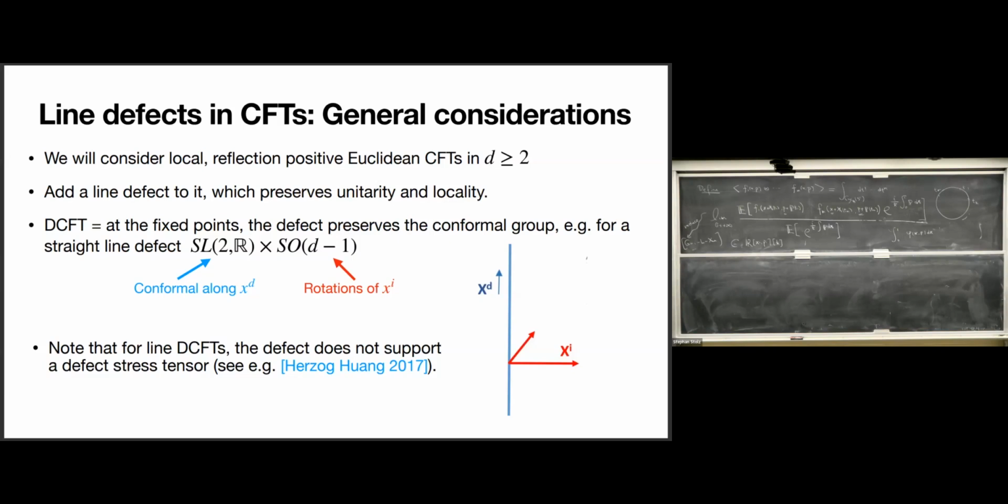And just a comment about line defects at the conformal fixed points: they do not support a defect stress tensor. The reason is simple. For line defects, the defect stress tensor has only one component, and the Ward identities of conformal invariance demand it to be traceless, and hence it does not support a defect stress tensor once it's at the conformal fixed point. The physical interpretation is simple. You cannot store energy on the line defect once it's at the conformal fixed point, and energy ends up being smeared into your bulk theory.